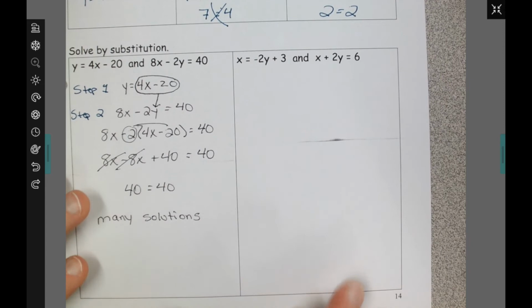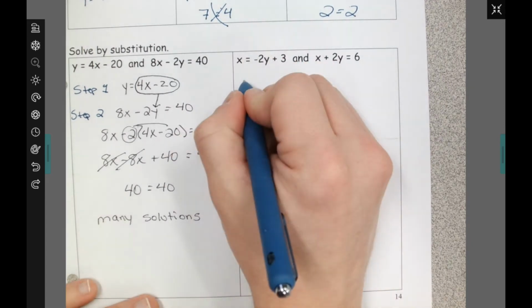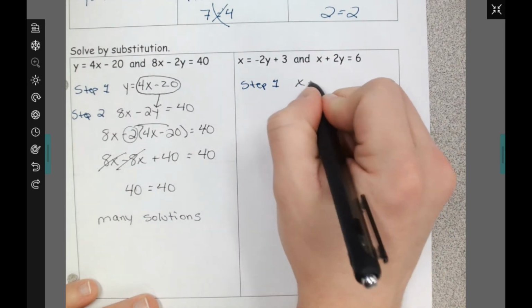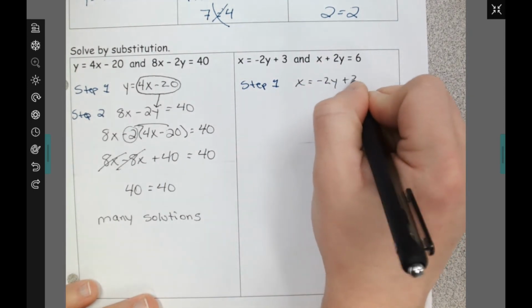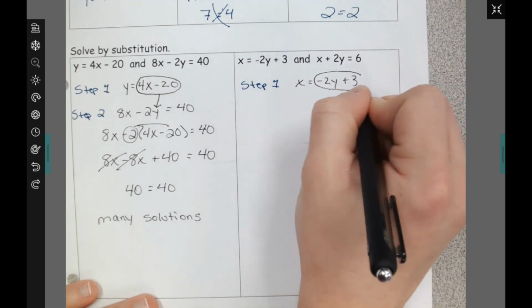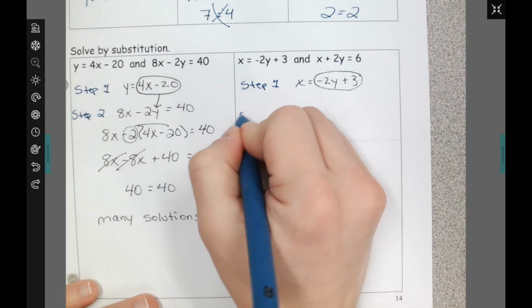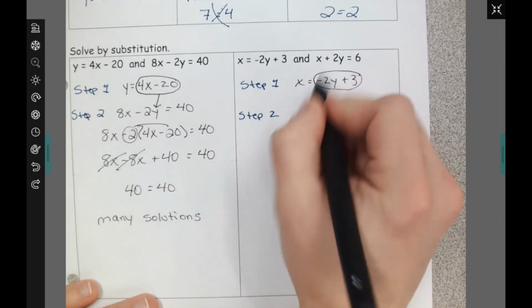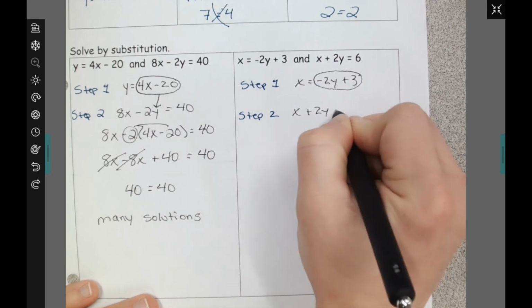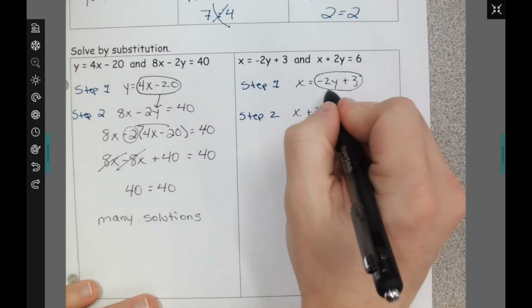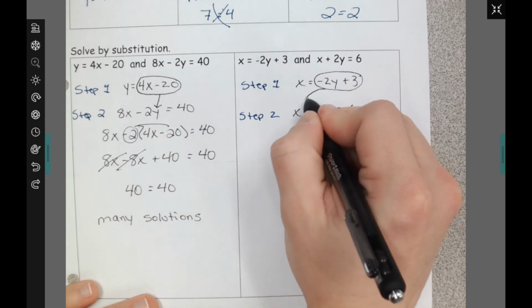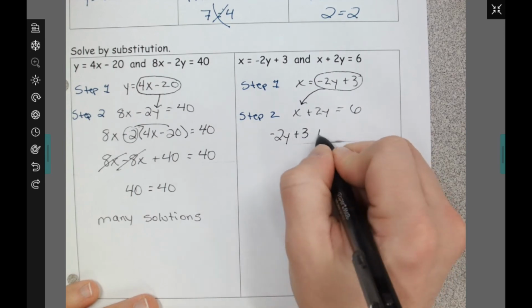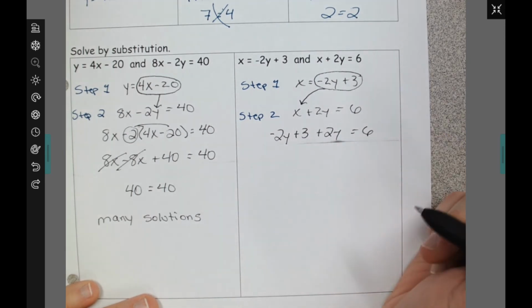Okay. Right hand side. Same deal. Step 1. Write it down. So in this case, I have an x equals, which is no big deal, it's just a little different. So x equals, circle it. Step 2. Write the other equation out. So in this case, it's x plus 2y equals 6. And then we plug in. Since it's x equals, I'm plugging in for x. Giving us negative 2y plus 3 plus 2y equals 6.